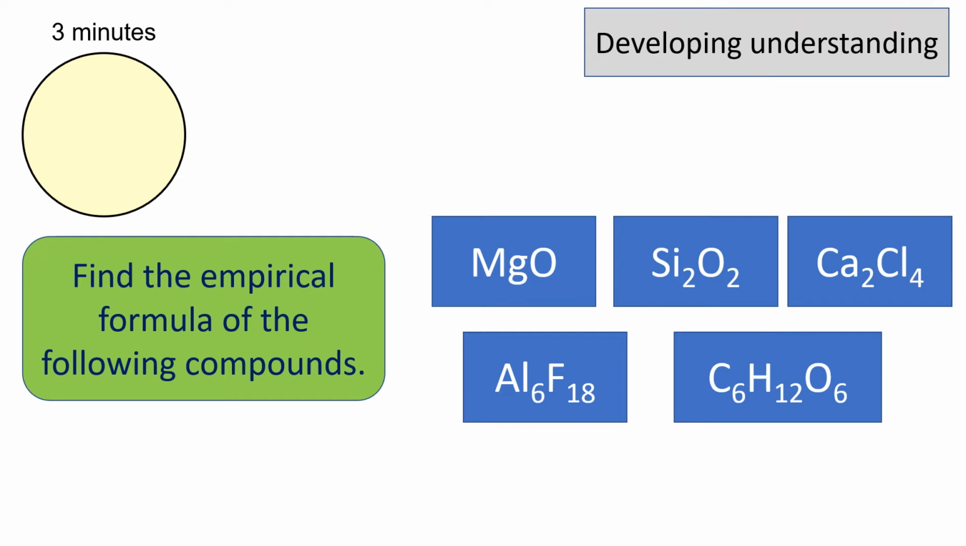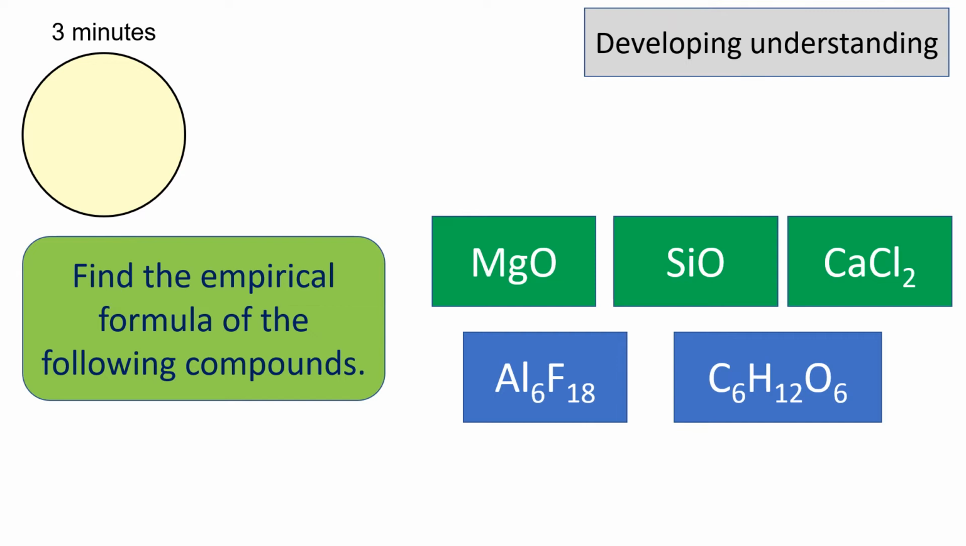Okay, so MgO, 1 to 1 ratio. I cannot simplify that any further, and so my empirical formula is still MgO. Si2O2, I have a ratio of 2 to 2. I could simplify that to 1 to 1, and therefore my empirical formula is simply Si1O1. My calcium chloride, I have a 2 to 4 ratio, which I could simplify to 1 to 2. So I would have CaCl2.